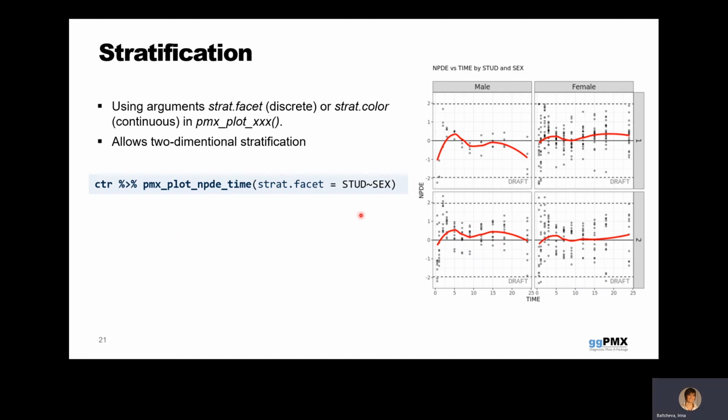In this example, the NPD versus time plot is stratified according to study and sex. You get a result in the style of facet grid of ggplot. The smoothing is, of course, done within each strata.